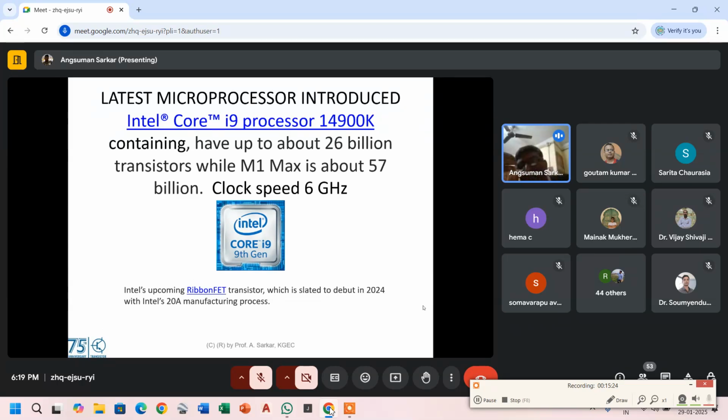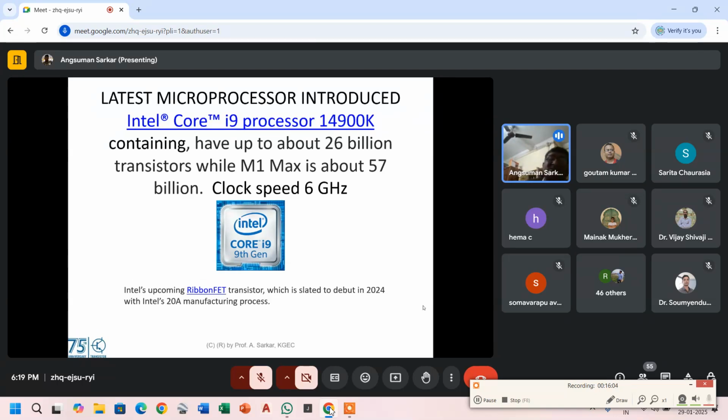The next processor of Intel will be based on the RibbonFET transistor, which was slated to debut in 2024, but unfortunately that didn't happen. So maybe in 2025 they will release the RibbonFET, which will use the Intel 20 angstrom manufacturing process. This Core i9 processor used FinFET technology, 14 nanometer or 11 nanometer FinFET technology. And the M1 Max, another processor, used almost 57 billion transistors.